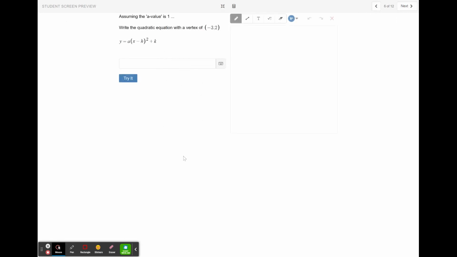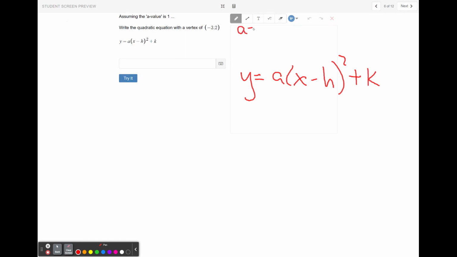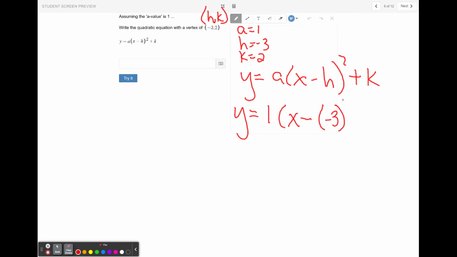All right, number 6. So number 6, or slide number 6, we always start out with the vertex form. Now I recommend writing your h, your k, your a. So we said a is 1, we said our h is negative 3, and we said our k was 2. The reason why we know that is the vertex is always h, k. So now we're just going to plug it in. We have the a for 1, we have the x minus from the equation, and then the negative 3 from the problem. And then we have a positive 2 from the problem.